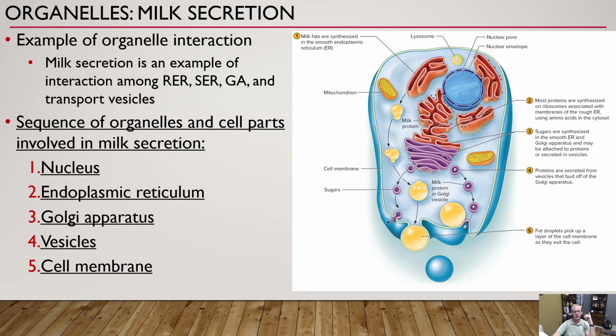Most proteins are synthesized on ribosomes associated with membranes on the rough endoplasmic reticulum using amino acids in the cytosol. Sugars, carbohydrates are synthesized in the smooth endoplasmic reticulum and Golgi apparatus, and then they're attached to proteins and secreted in vesicles. So remember, milk is a fat, so fat would go on the smooth endoplasmic reticulum. So nucleus, smooth ER, Golgi apparatus, vesicles, cell membrane.